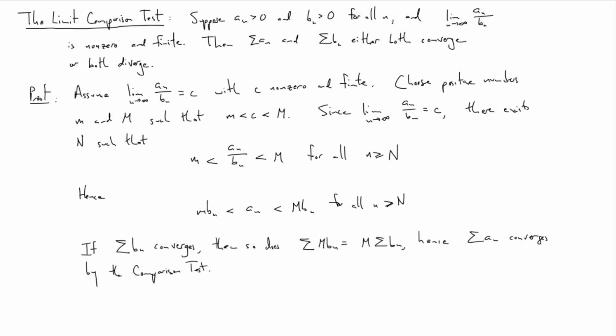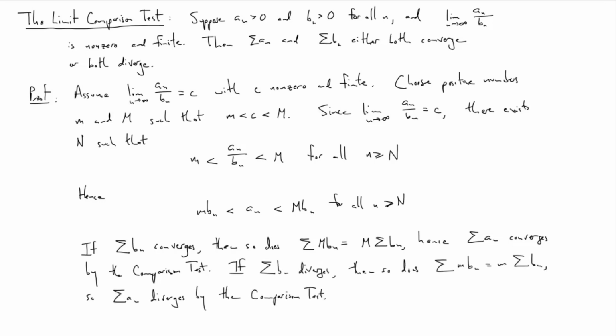And here's the punchline. If the series b sub n converges, then so does the series capital M times b sub n, since it's just capital M times the series b sub n. You can pull the constant outside of the series. And the terms of the series a sub n are less than the terms of the series capital M times b sub n, and that would mean that the series sum a sub n converges by the comparison test, since its terms are all less than the terms of a known convergent series.